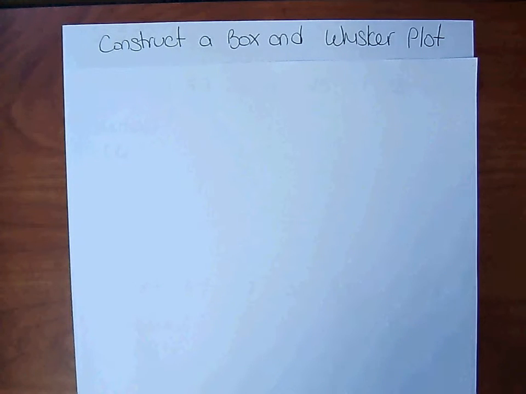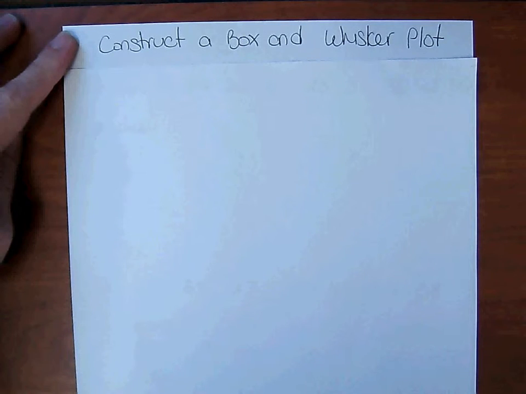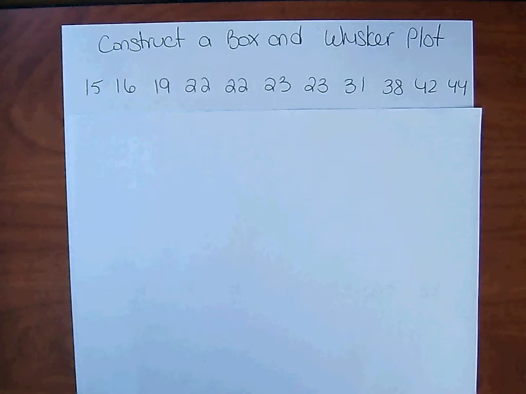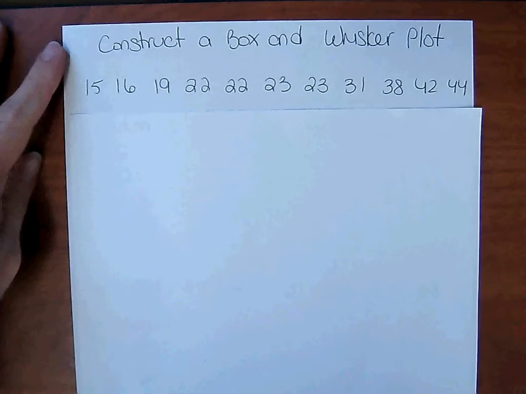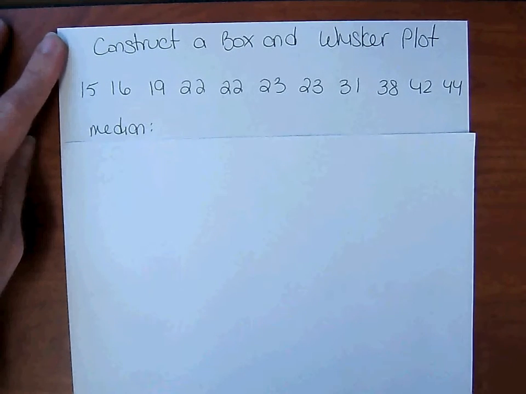Constructing a box and whisker plot. When constructing a box and whisker plot, you want to make sure that your data is in order from least to greatest, because the first thing you need to do is find the median. The median is the middle number when the data is organized from least to greatest.